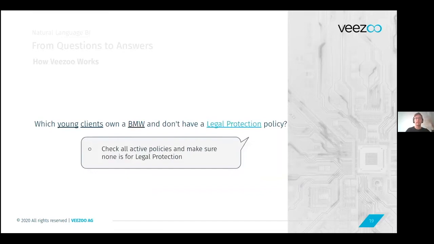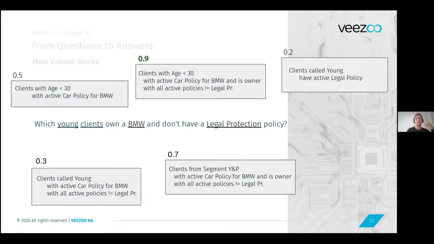And finally, for legal protection, don't have a legal protection, you want to check all the policies and make sure that none of them is for legal protection. So you need a way to explain business logic, but also to deal with this ambiguity. And what Veezoo does is combine these different ways and create interpretations of how the question could be understood.